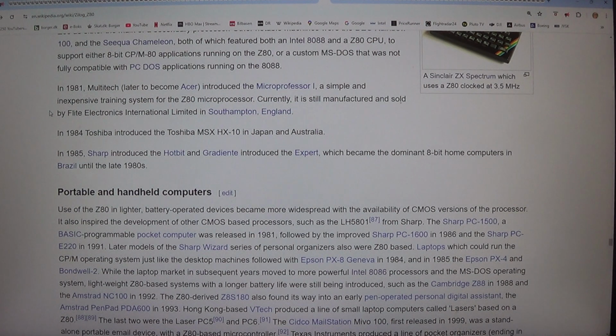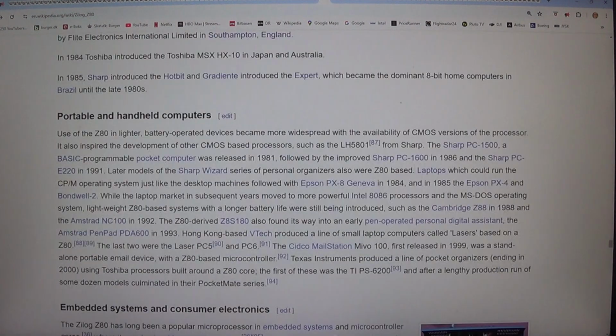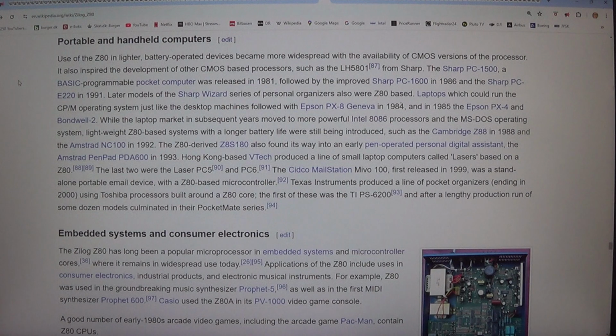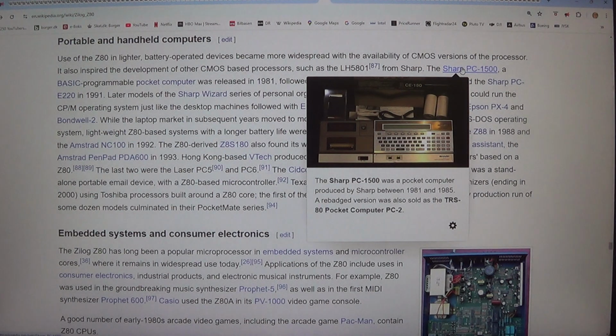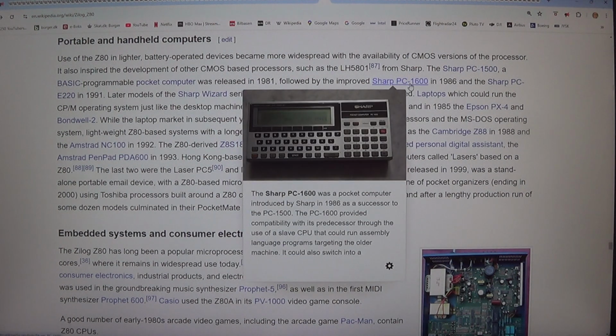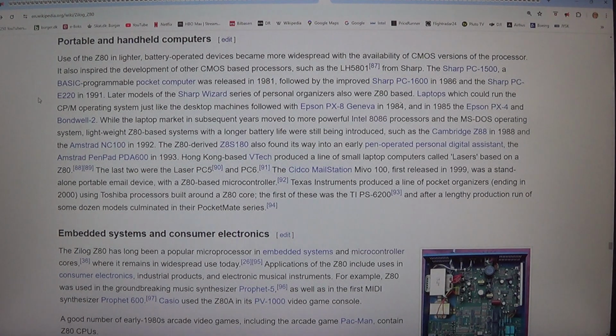Portable and handheld computers. Use of the Z80 in lighter, battery-operated devices became more widespread with the availability of CMOS versions of the processor. It also inspired the development of other CMOS-based processors, such as the LH5801 from Sharp. The Sharp PC1500, a basic programmable pocket computer, was released in 1981, followed by the improved Sharp PC1600 in 1986 and the Sharp PCE220 in 1991. Later models of the Sharp Wizard series of personal organizers also were Z80 based.